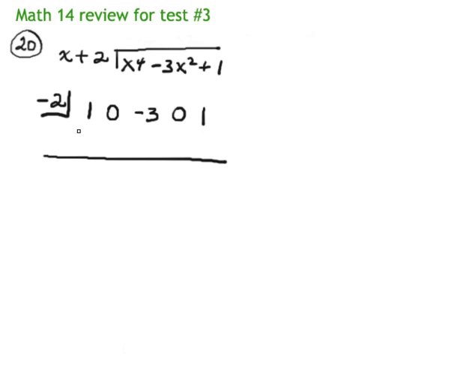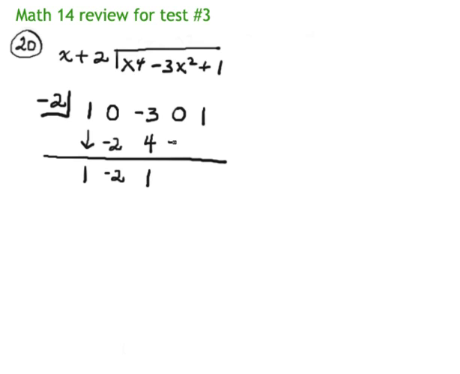let's put down a line, leave an empty row. And we start by bringing down the first coefficient, bring down the 1. And we use this minus 2 to keep on multiplying. So we'll multiply minus 2 times 1. We get minus 2 and add. And there we have minus 2. Now multiply. Minus 2 times minus 2 is 4. And add. And we get 1 over here.